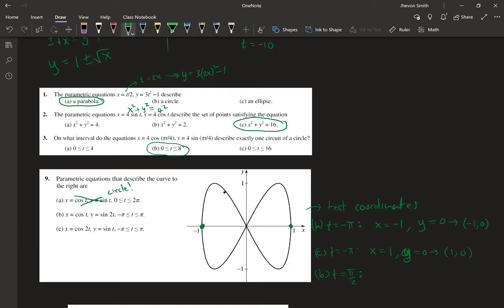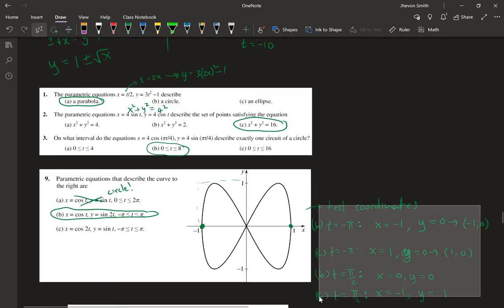Then for B, my x coordinate is going to be 0, and my y coordinate would be 0. So that's the origin. If I go to C and plug in t equals pi over 2, then my x coordinate is going to be minus 1. My y coordinate would be 1. And so, yeah, that's off. So it's not C, it's B. Of course, the major pitfall here is for you to know your trig well enough to just plug in a bunch of things and get to an answer quickly.